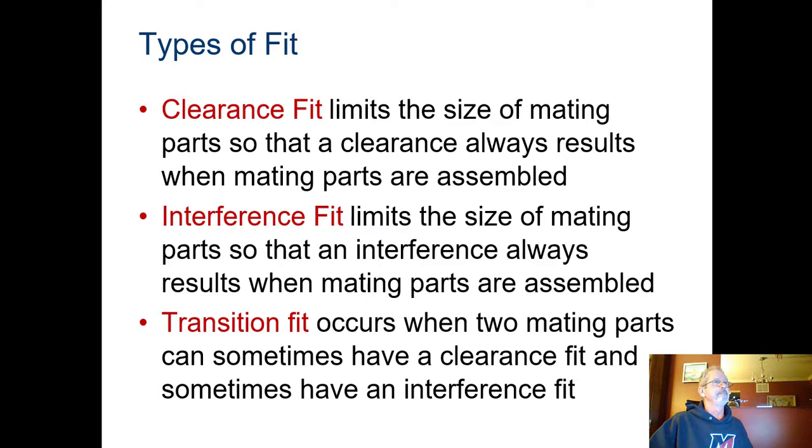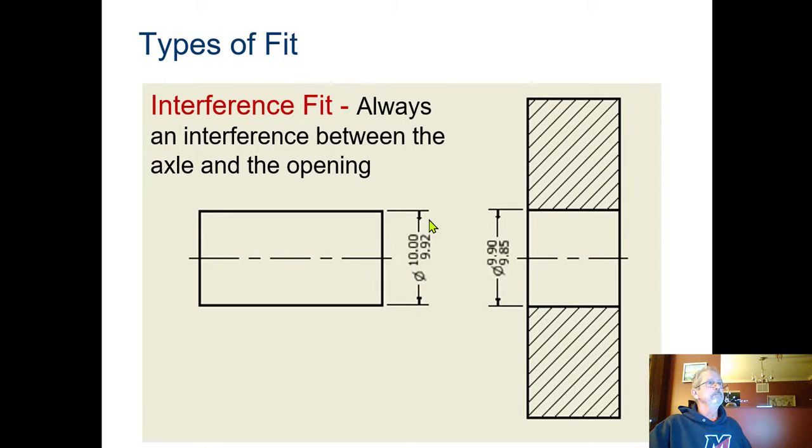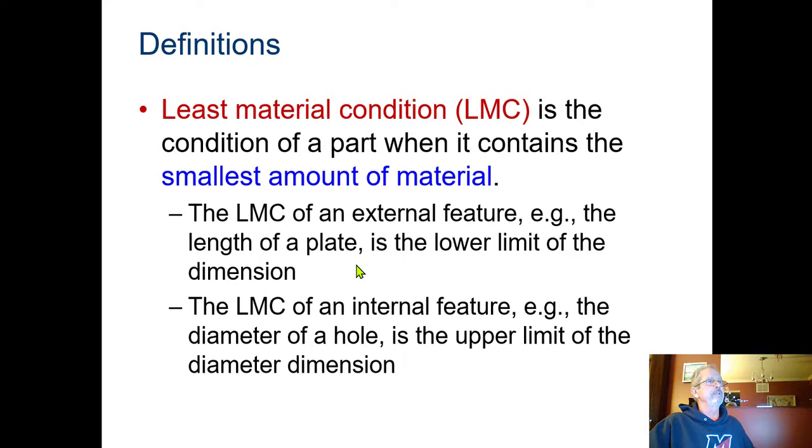All right, clearance fit. If we take a look at the maximum material here, no matter how big we make this shaft and how small we make this hole within the tolerance, there's always going to be a clearance fit. With an interference fit, no matter how small we make this shaft and how big we make this hole, there's always going to be an interference. All right, so this is what we call maximum material and minimum material condition. Let's take a look at how we can calculate that.